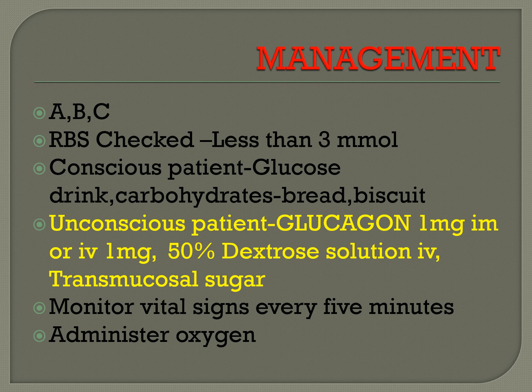So the normal things we will go for: airway, breathing, circulation, check the random blood sugar, less than 3. Conscious patient: give glucose, drink carbohydrates, bread, biscuit like that. Unconscious patient: give glucagon 1 milligram IV. Check vital signs every 5 minutes and administer oxygen.